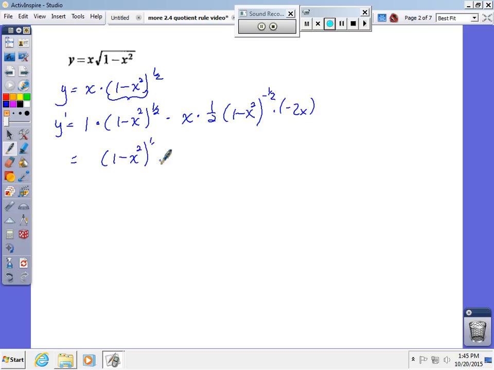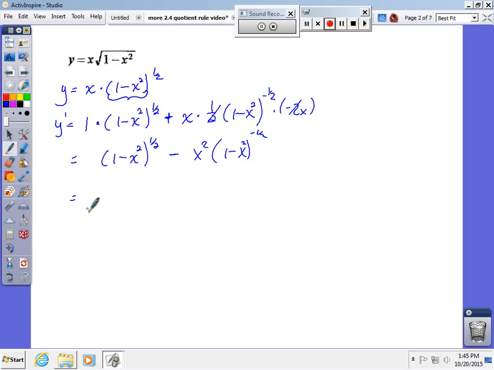Let's simplify this a little bit before I factor. So this should be a plus right there, right? And then a plus. So what do I have here? That and that cancel out. And that's also going to become negative in there. So a negative x squared times 1 minus x squared to the negative 1/2.